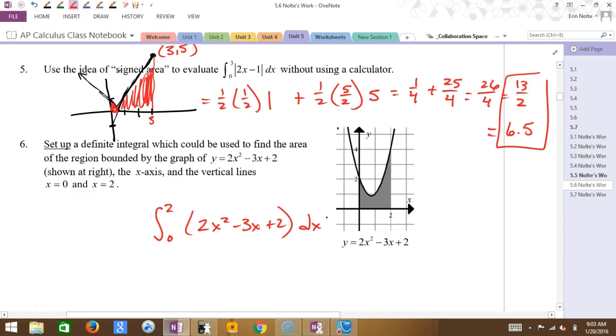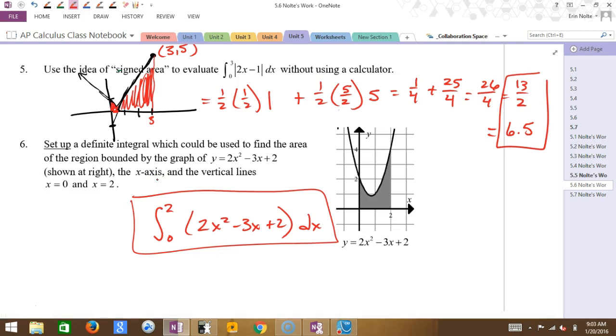That's it. That's all they wanted you to do in this particular question, is just simply set it up, just so you understand the notation, what you're exactly doing, what you're finding.